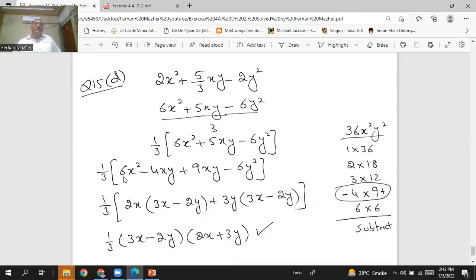So you will have 1 by 3 square bracket, 6x squared minus 4xy plus 9xy minus 6y squared, and the square bracket closed. 1 by 3 square bracket: from the first two terms, you can see 2x is common. So in the bracket, you are left with 3x minus 2y, and from the last two terms, you can see positive 3y is common. So you will be left with 3x minus 2y. From this term and this term, the bracket 3x minus 2y is common. Take that common. From here, you will have 2x, and from here, you will have 3y.